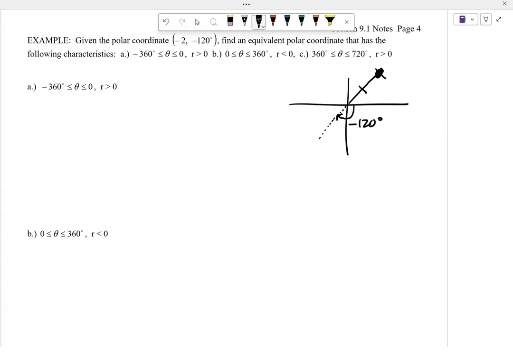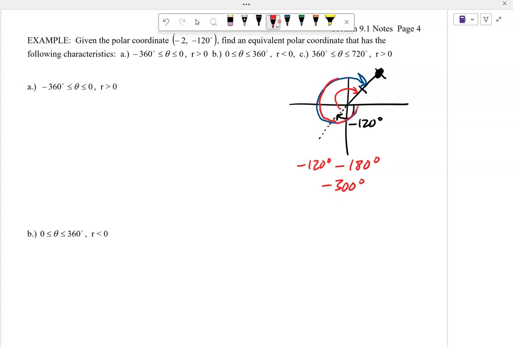So that's the original point. Now I want an r that's positive, but a negative angle on this, right? So what I want to do is keep going in the negative direction that much. How much more do I go than negative 120? I go 180 more. So negative 120 minus another pi. All right, so negative 300 is my total angle.